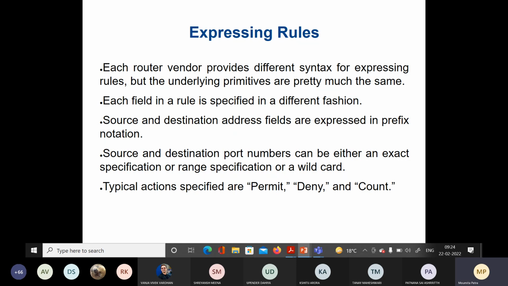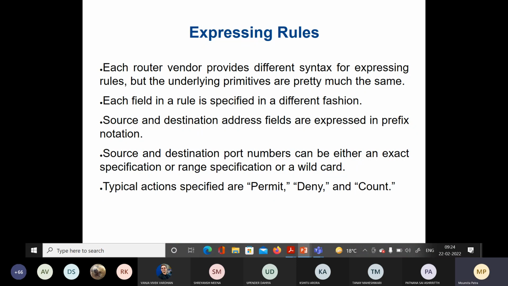Now we already know that source and destination address fields are expressed in terms of prefix notation, and the source and destination port numbers can be either an exact specification or specified in terms of a range. We just saw in the last matching PPT that we can have 4 different ways of matching, and one of them was range match. So for port numbers we can have either exact match or range match, or it can be a wildcard also.